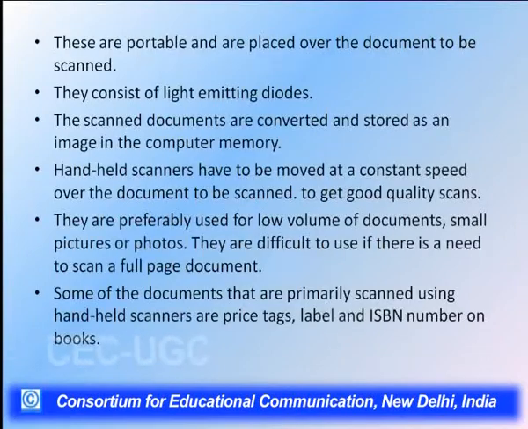Generally, for a full page document, the best quality output is given by a flatbed scanner. So, this is an image of a handheld scanner. Basically these are portable and are placed over the documents to be scanned. They consist of light emitting diodes and the scanned documents are converted and stored as an image in the computer memory. And they are moved at a constant speed over the document to be scanned to get good quality scans. These are basically used where the volume of the scanned document is less, the picture or the photo which is required is small and there is less need for a full page scan. So basically it is the price tags, the labels and the ISBN numbers on the books that are scanned with the help of a handheld scanner.